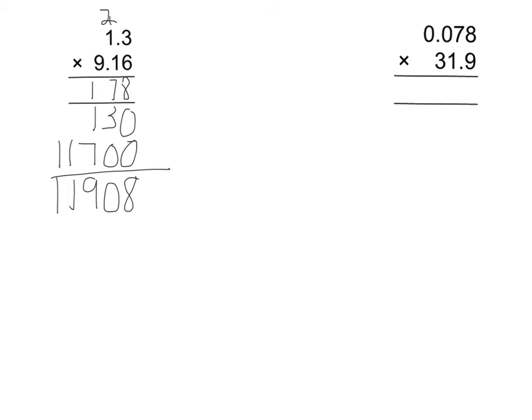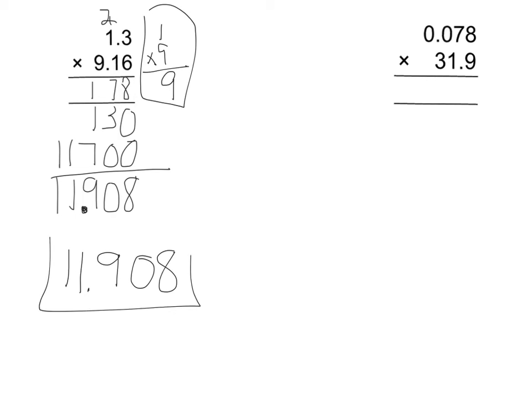Then I have to go look at how many numbers I have behind the decimal. I have 1, 2, 3. So there need to be 3. So remember, stop and think. If I just did this as 1 times 9, my answer should be around 9 as an estimate. And 11 and 908 thousandths is the correct answer.